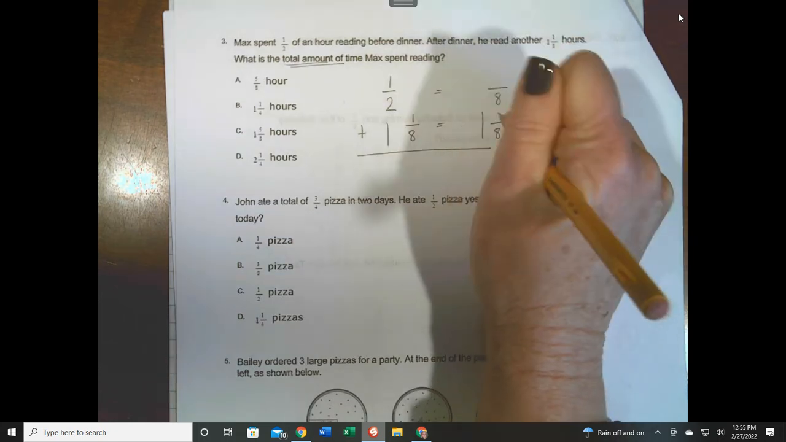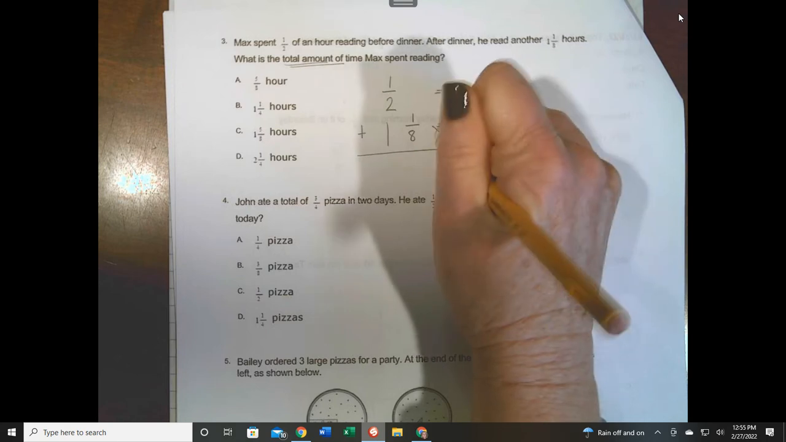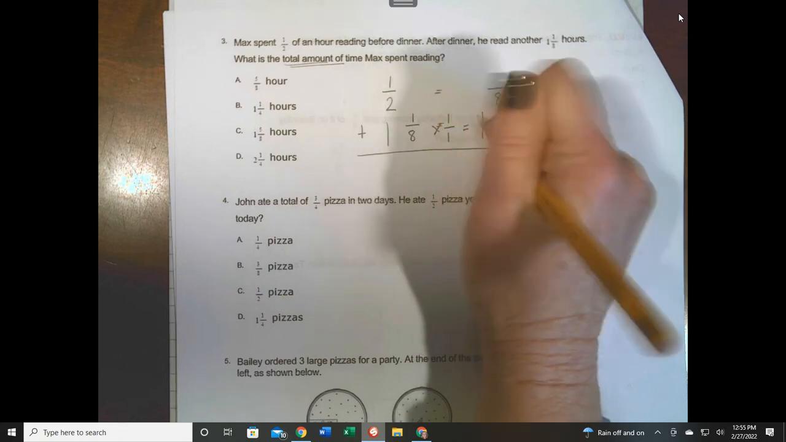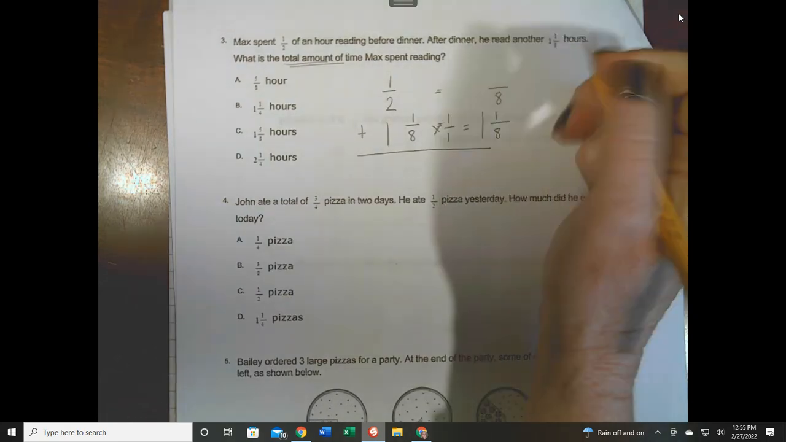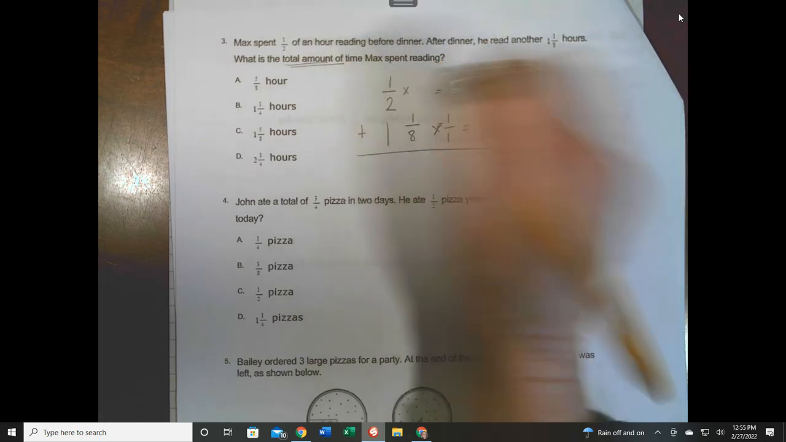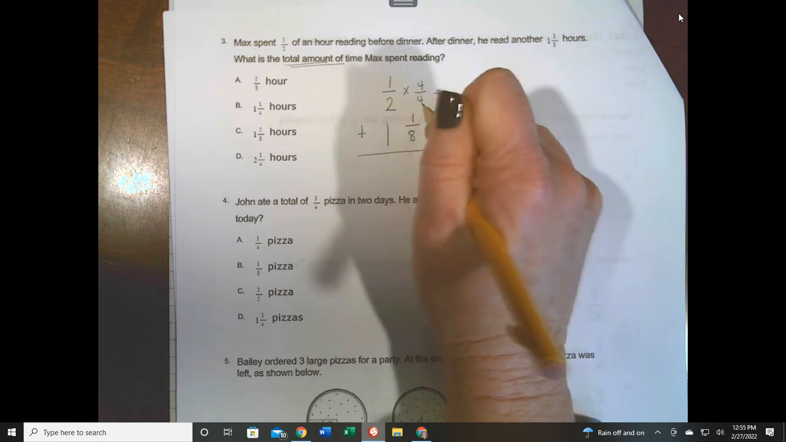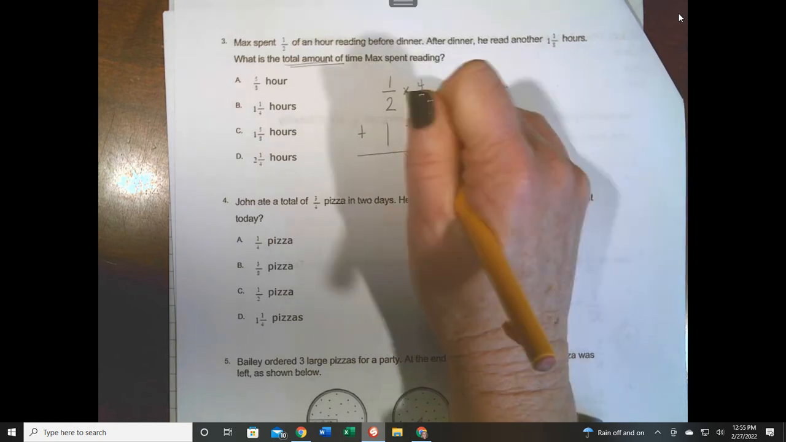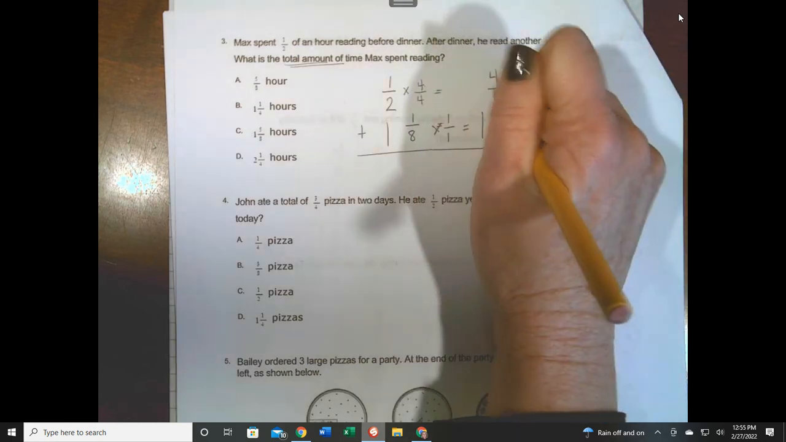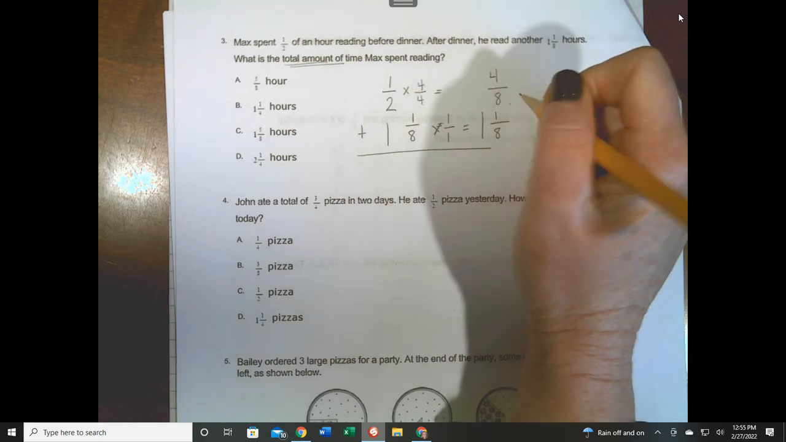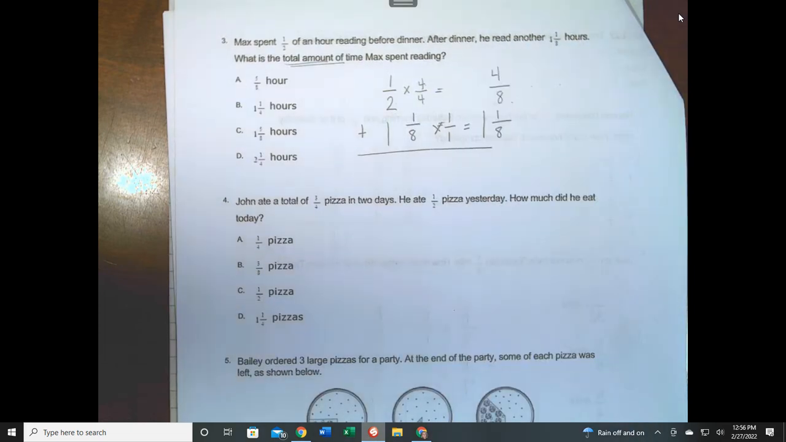So 8 times 1 is 8. So we're going to scale up by 1 over 1. So 1 and 1/8 is going to stay the same. 1/2 is going to get scaled up by 4 fourths. And I know that because 2 times 4 is how I get 8. So 1 times 4 will give us 4/8. You guys all know just from some number sense that 4/8 is equivalent to 1/2.